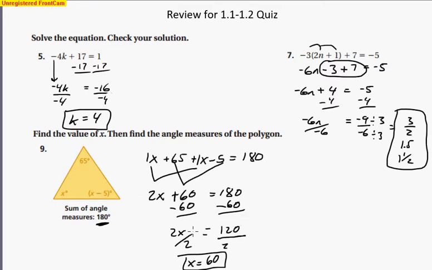So now let's find the angle measures. I know this one is 60 degrees because it's just x. This one over here, I have to do 60 minus 5 to make 55 degrees. The other angle is given to me right here at 65 degrees.